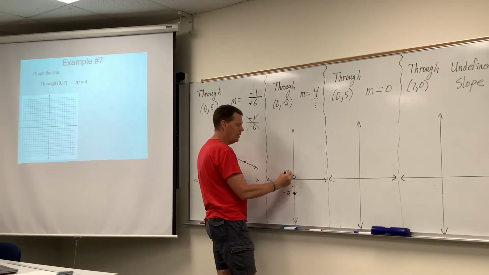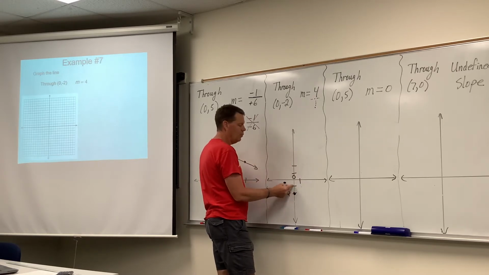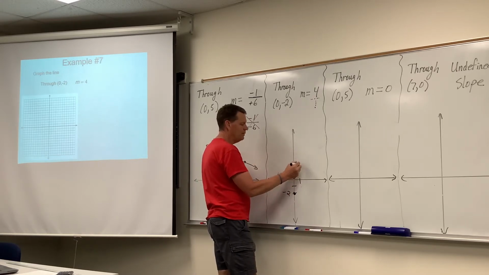So up 4, and to the right 1. So go to that beginning point and rise 4, 1, 2, 3, 4, run 1.